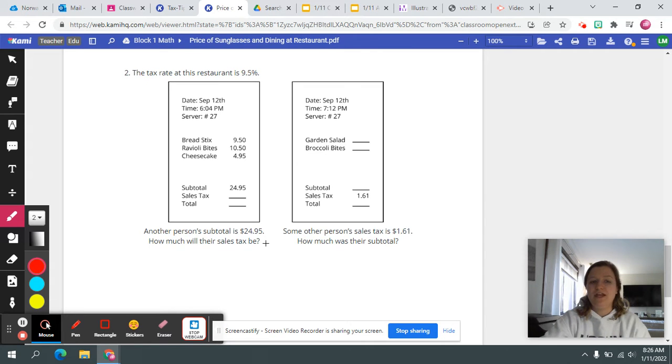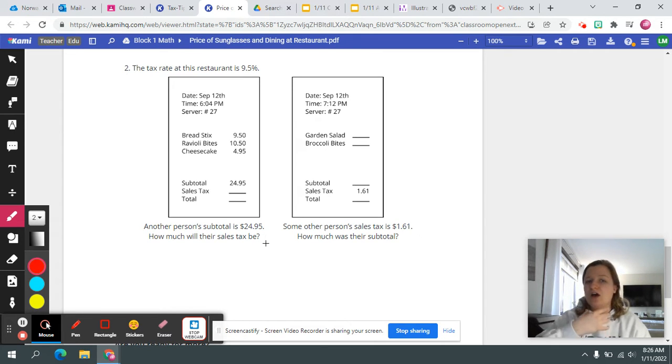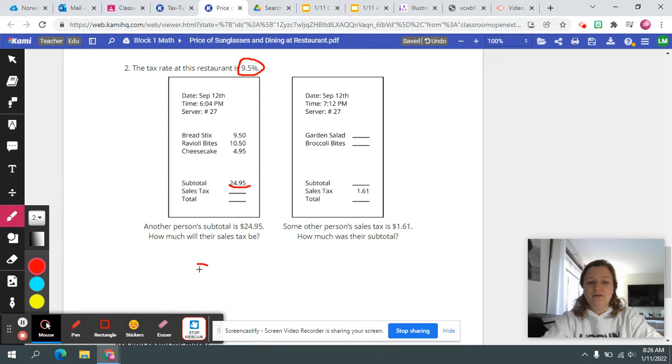Okay. So we have to think back to this. The sales tax is a percentage of the original that we're going to add on. So if it's 9.5%, I need to take that subtotal and figure out what 9.5% of it is. So here's my setup: I'm trying to figure out what 9.5% of the subtotal is. That's 24.95. 9.5 is the percent, so it's going to go over 100. And there's my question mark.